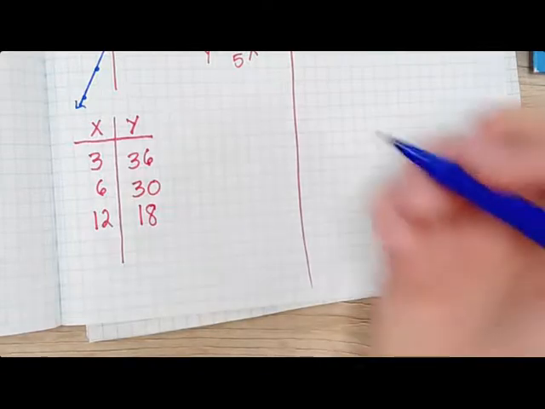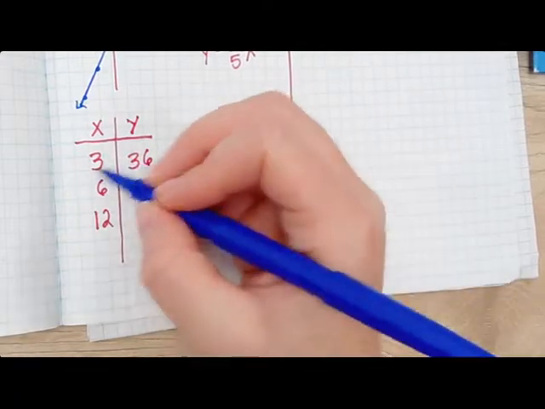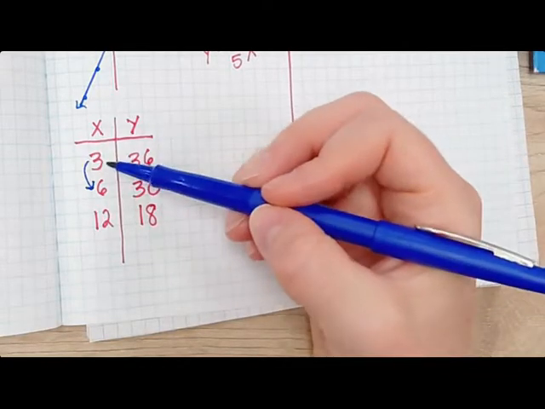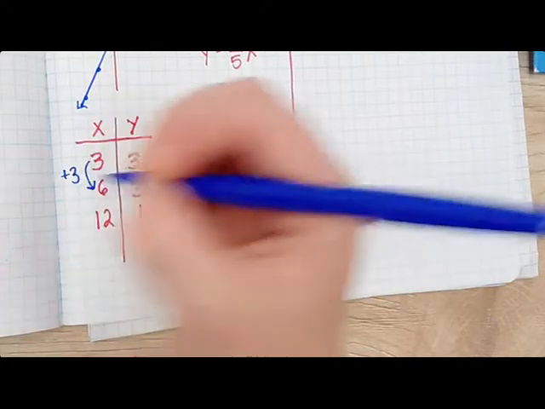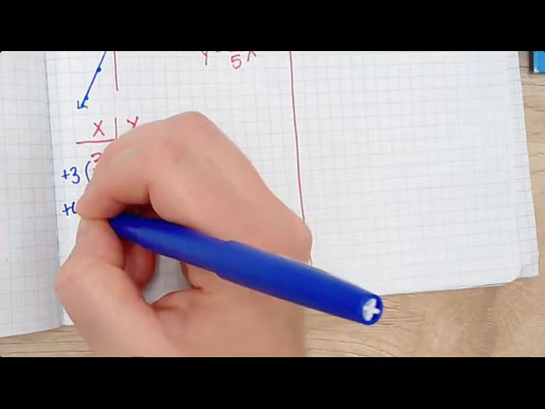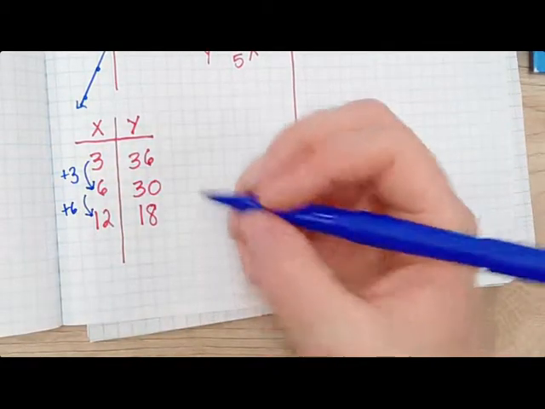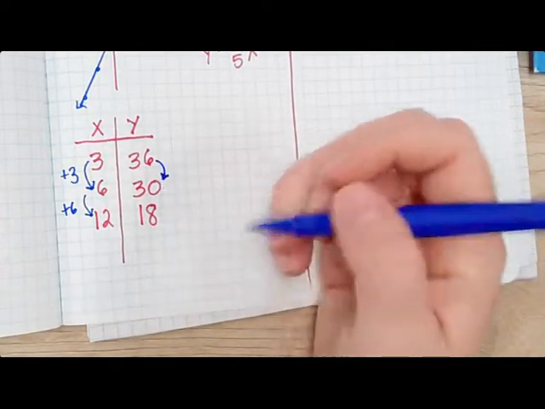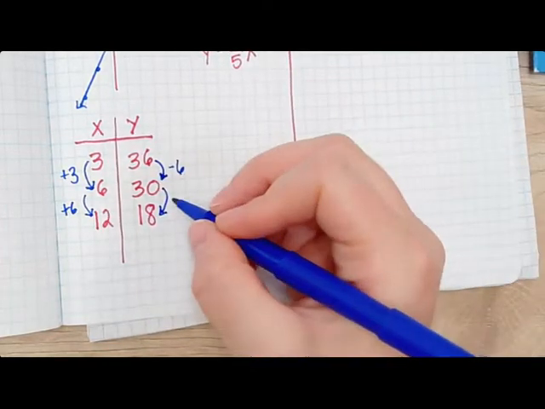Okay, so in order to show that it has a constant rate of change, we can check out how much it's increasing or decreasing for each x value. So let's go from 3 to 6. How much did it increase or decrease? That's 3. What about from here to here? 6. That's 6. So we have the x's. Now let's look at the y's. Went from 36 to 30. Minus 6. And then 30 to 18. Minus 12.